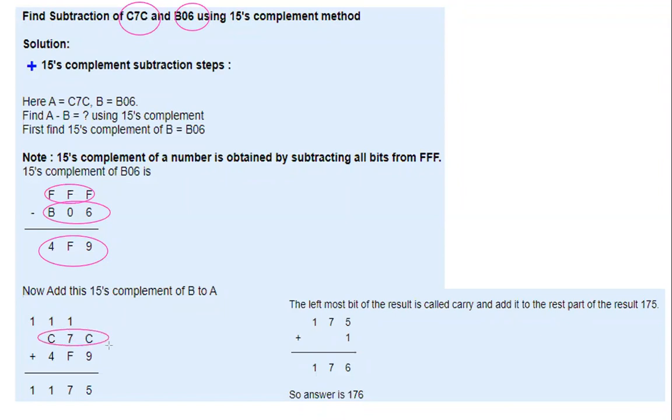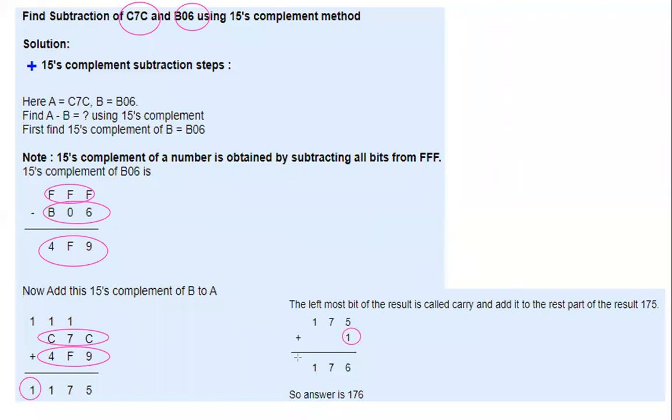Third step is add the 15's complement to the first number. So this is the first number what we have. So 9 plus C will be 15, 1, 7. F plus 7 is 16 plus 1 will be 17. Carry here. You add it. Now you have to check the carry. Do I have a carry? Yes. In 15's complement method, what happens? If I get a carry over here, I should add the carry to the LSB.